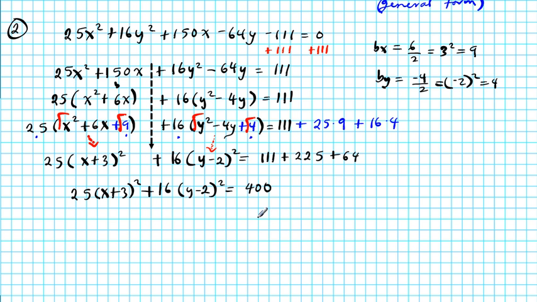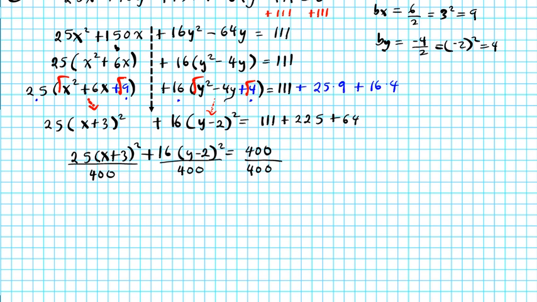Alright? Now remember that an ellipse in standard form is equal to 1, so I'm going to divide everything by 400, so I can have a 1 on the right side. Okay, so divide this by 400, divide this by 400, and divide this by 400. Okay? Alright, so what does that yield?